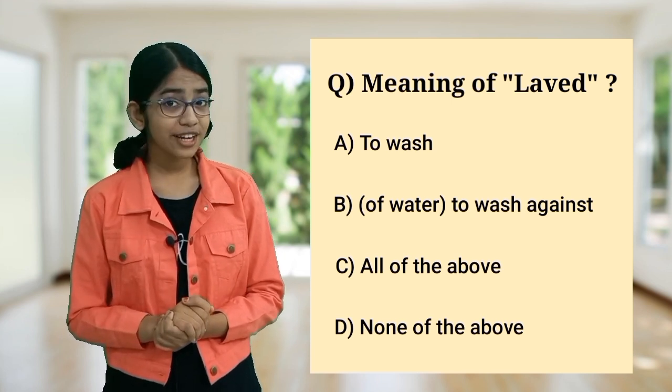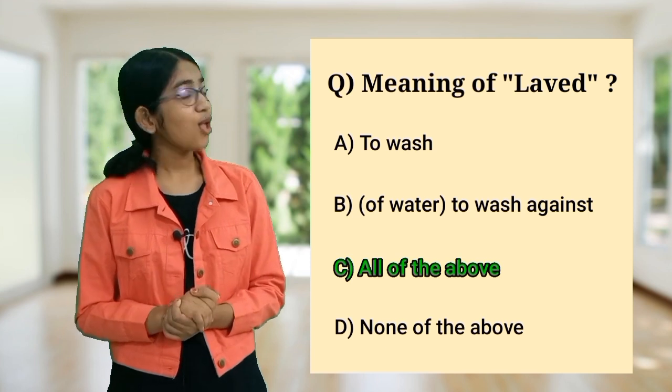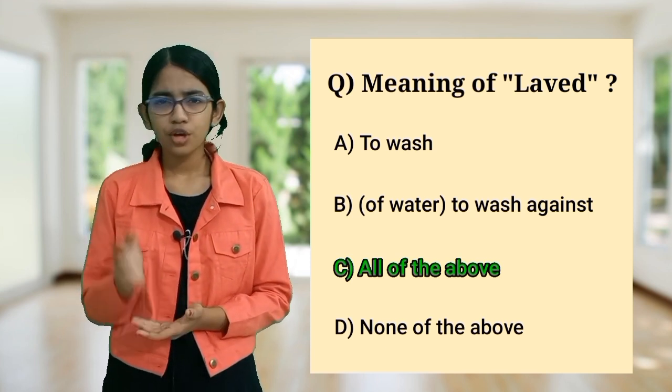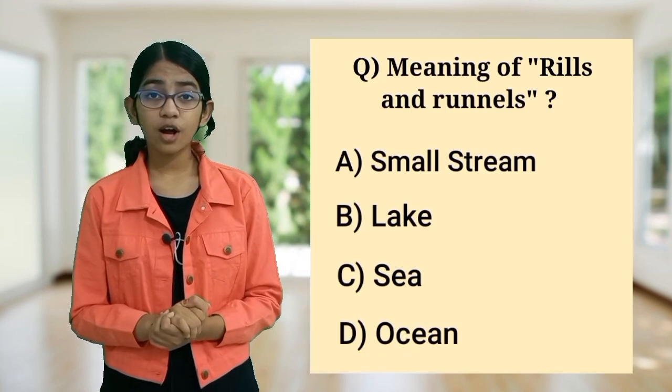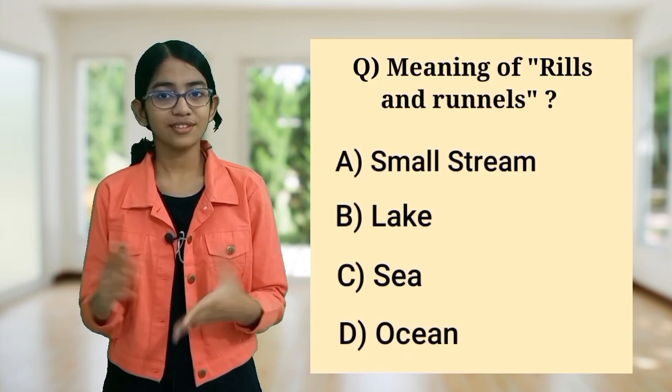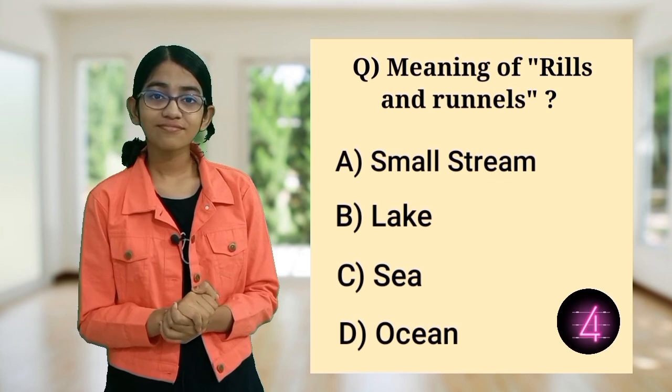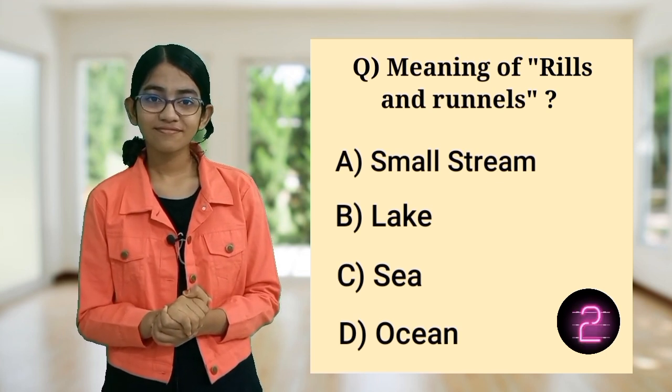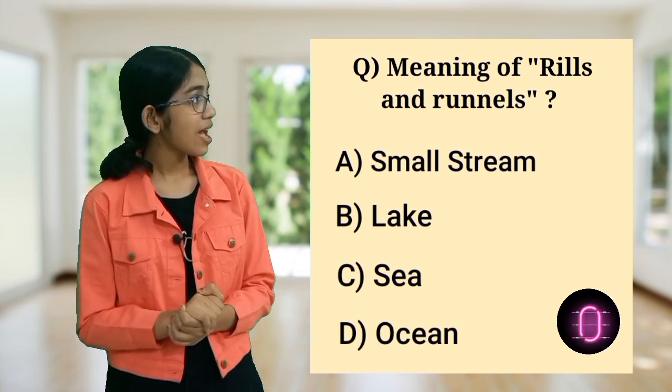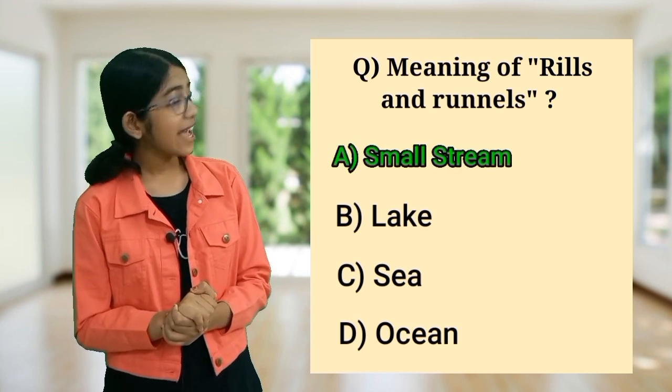The correct answer is C. All of the above. Now, your third and the last question is, what is the meaning of the word rills or runnels? The correct answer is A. A small stream. Let's start.